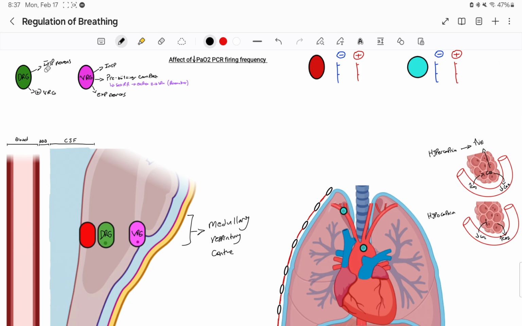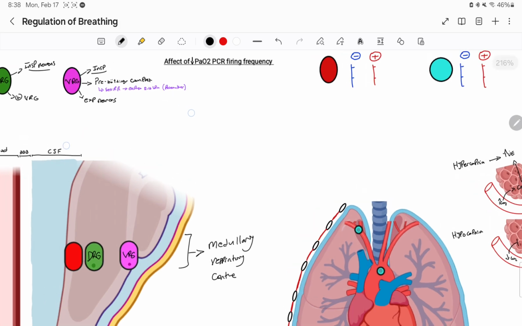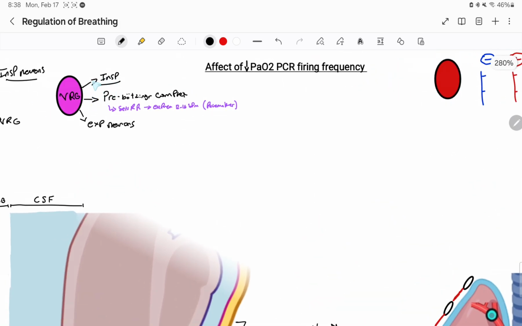So what do you do? As well as turning on the inspiratory neurons of the DRG, you also recruit the VRG inspiratory neurons, so you take in more air collectively using these two. And then something funny is, when the inspiratory neurons of the VRG turn on, they actually inhibit the expiratory neurons of the VRG, and vice versa. So when the expiratory neurons of the VRG turn on, they inhibit the inspiratory neurons. That's called reciprocal inhibition.